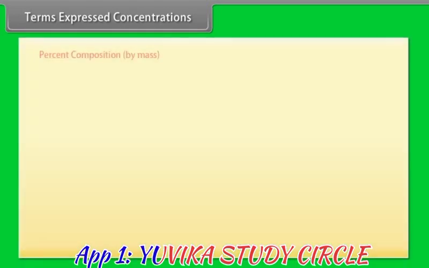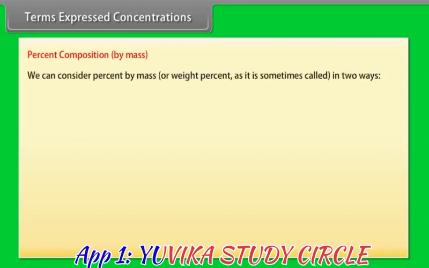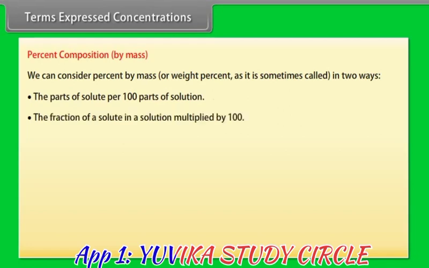Terms expressing concentrations. Percent composition by mass. We can consider percent by mass or weight percent, as it is sometimes called, in 2 ways. The parts of solute per 100 parts of solution. The fraction of a solute in a solution multiplied by 100. Percentage by mass is equal to mass of solute upon mass of solution into 100.